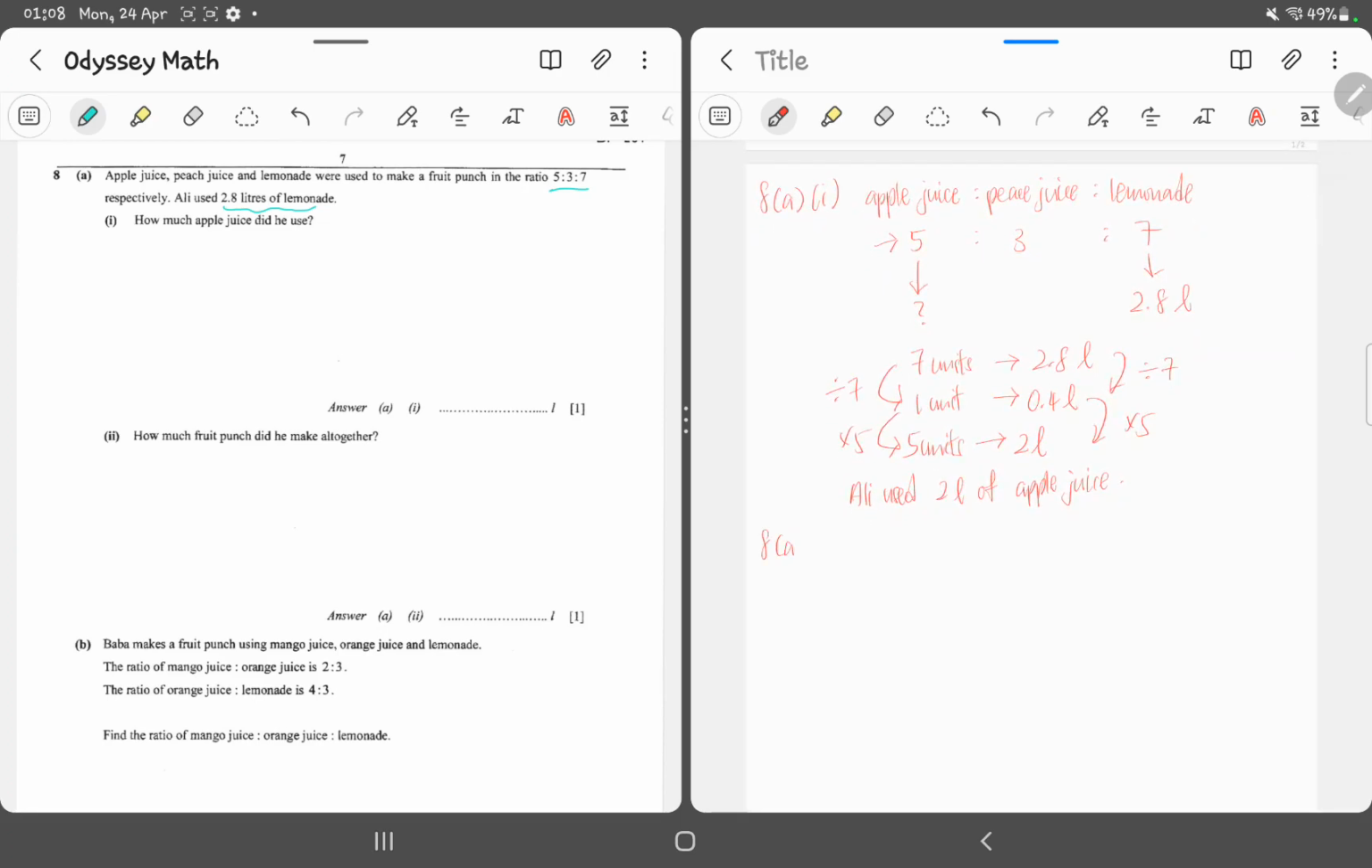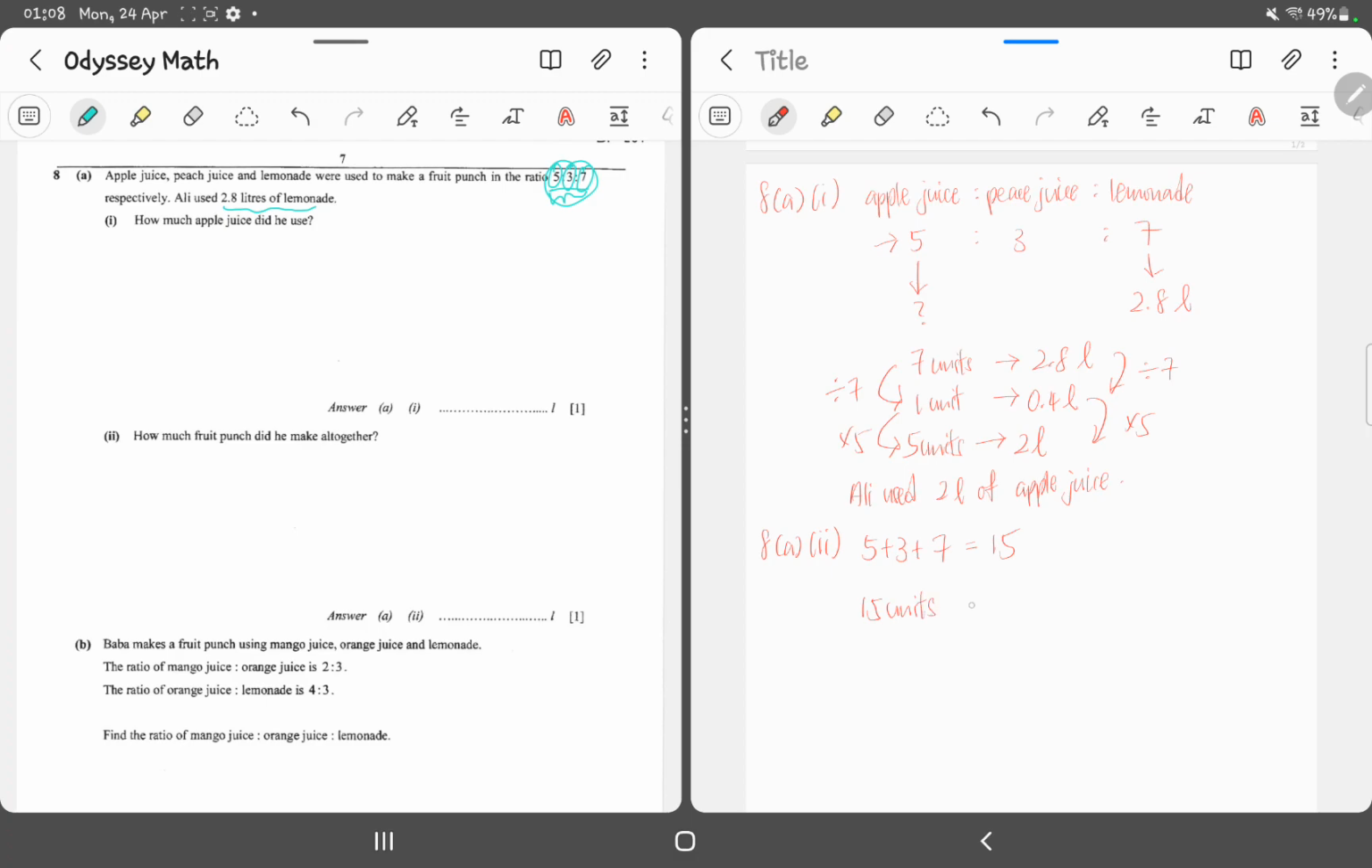A part 2. How much fruit punch did he make altogether? So the fruit punch, right? So you add all the ratios up. That will be 5 plus 3 plus 7, because the fruit punch is all of these combined together, right? Because the fruit punch is made out of apple juice, 5 units, peach juice, 3 units, and lemonade, 7 units. So we add up all these units together, that will be the fruit punch. So 5 plus 3 plus 7 is 15. So we have to find 15 units.